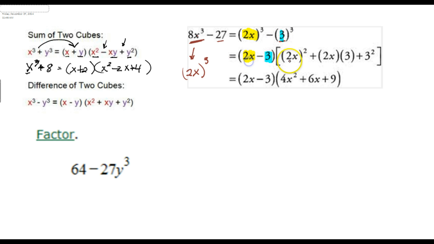So once you have the bases, 2x is a base, and 3 is a base, then you apply the rule. You square the first for 2x squared, you take the product, you square the last, and notice again, first you keep this sign, minus, then you change it, the last one.